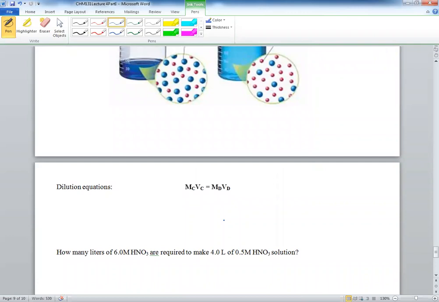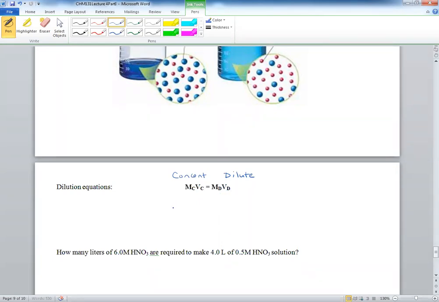The equation is the following. M sub C, V sub C equals M sub D, V sub D. So this refers to the concentrated, and this one refers to the dilute or diluted solution, the C and the D. The M stands for molarity. That's how we measure the concentration. V is volume.